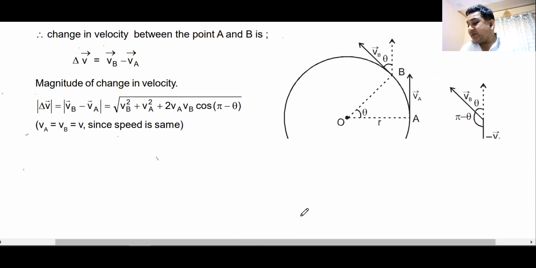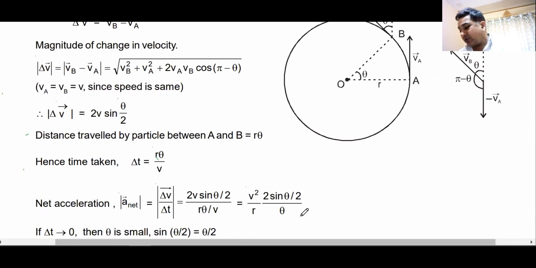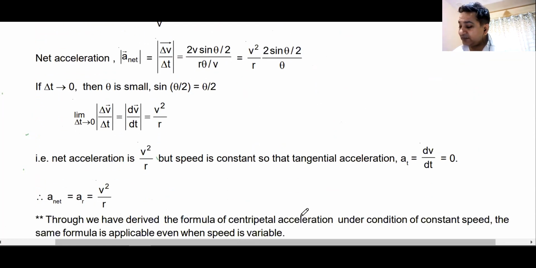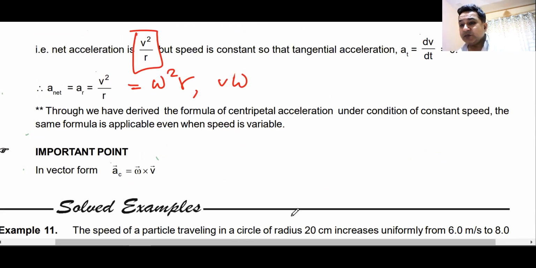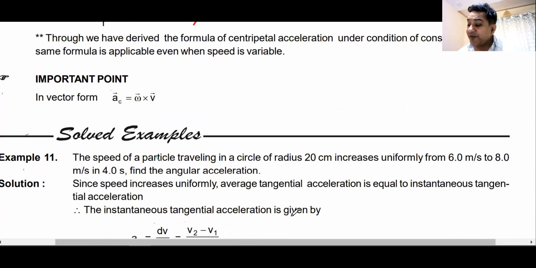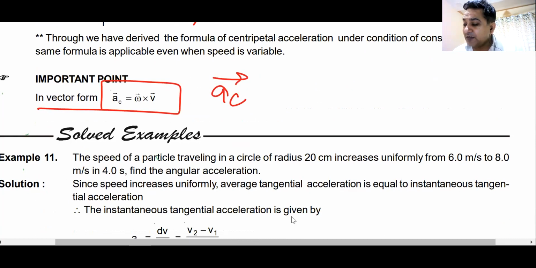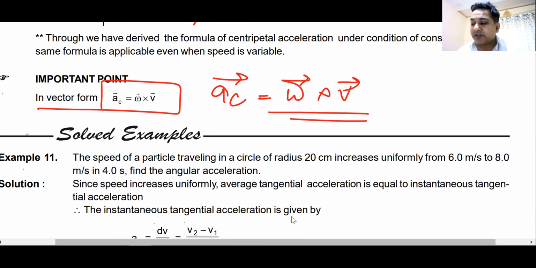Calculation of centripetal acceleration, we all know how much that is. This is the formula: v square by r, or omega square r, or v multiplied by omega, all are the same. The vector formula is very important. Vector formula for centripetal acceleration is omega cross v. Please remember this. It is perpendicular to both omega and v. Do we understand this?